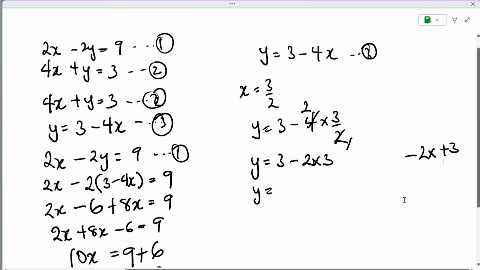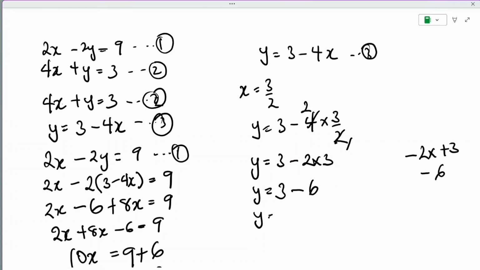Negative times positive is negative. 2 times 3 is 6. So you have 3, then minus 2 times plus 3 will give you negative 6. y equals, this is positive 3 and this is negative 6. You can say the negative means you are owing, the positive means you have. Let's say you have 3 and you are owing 6. If you pay with the 3 you have from the 6 you owe, you'll still be owing 3. What you owe is more than what you have. And since you're owing, your answer is negative. So y is negative 3.